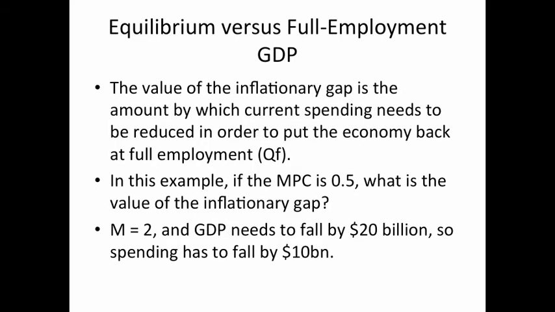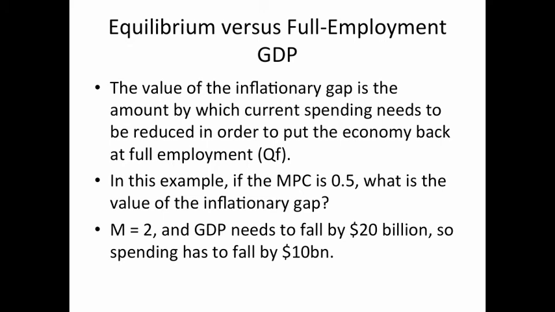So, but again, we have a problem. In this case, we're producing more than is ideal, and so we have an inflationary gap situation. And for an inflationary gap, when we're spending too much money, the question becomes, how much do we need to decrease spending in the economy by to get the economy back to full employment?